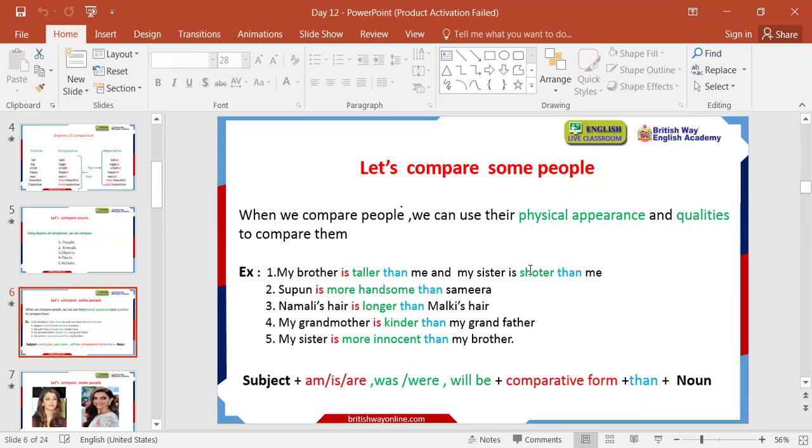Supun is more handsome than Samir. Namali's hair is longer than Malki's hair. My grandmother is kinder than my father. My sister is more innocent than my brother. We can compare the physical appearance and the qualities.